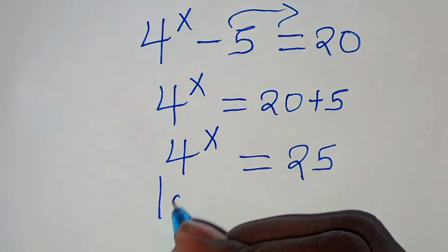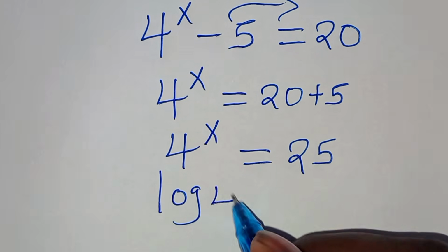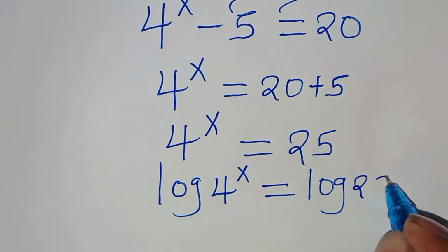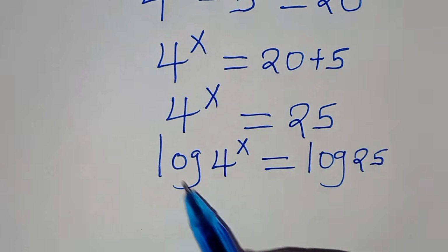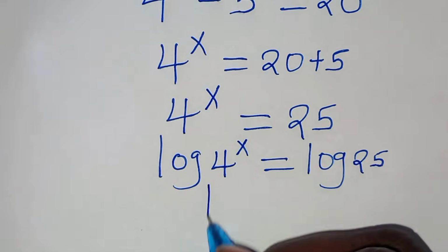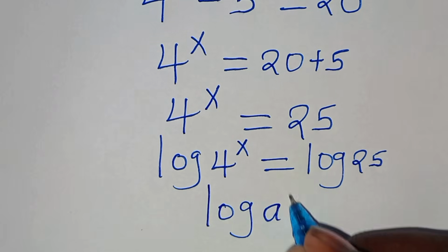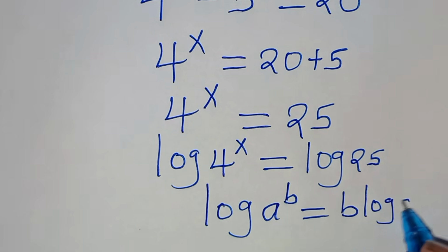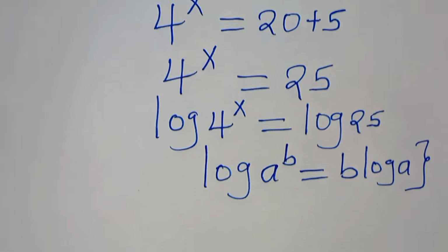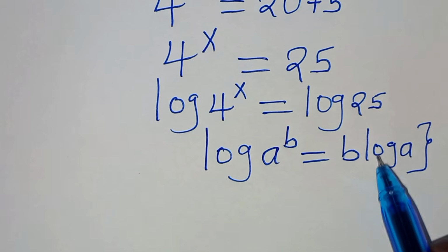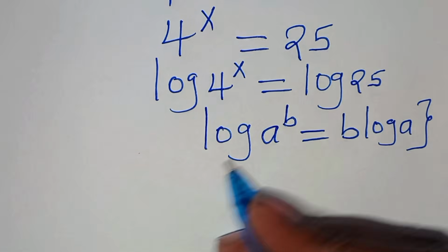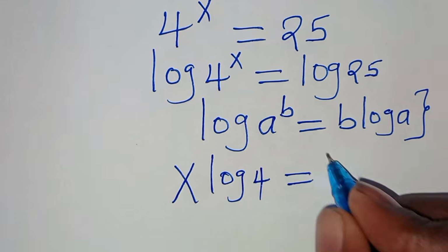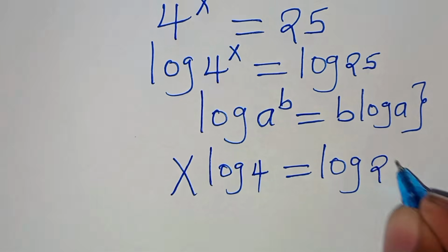here, let's introduce logarithm on both sides. We have log 4 to the power of x is equal to log 25. So we have that log 4 to the power of x is in the form of log a raised to the power of b, which we can express as b log a. Now, applying this power log property, it follows that log 4 to the power of x becomes x log 4, which is equal to log 25.